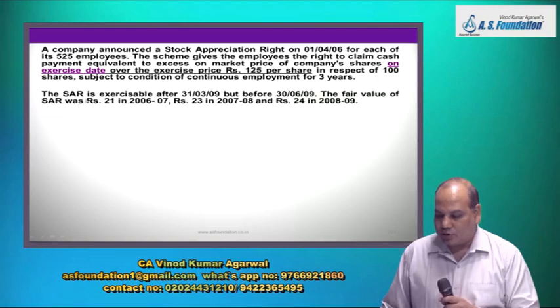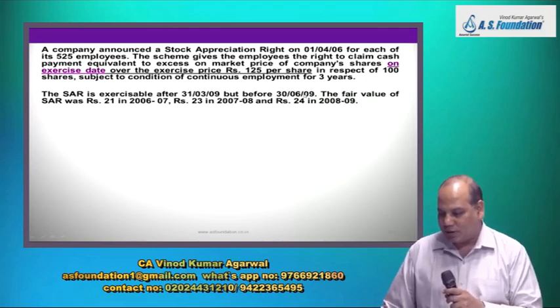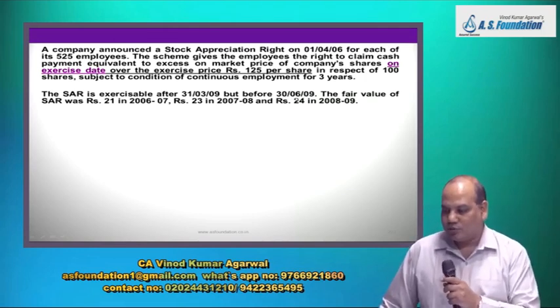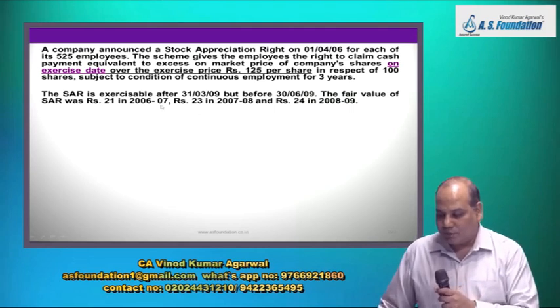The stock appreciation right is exercisable after 31st March 2009, but before 30th June 2009. So first he has to complete 3 years of service, which ends on 31st March 2009. Any day after that, he can go to the company and demand cash, but only up to 30th June 2009. The fair value of the stock appreciation right is 21 in the first year, 23 in the second year, 24 in the third year.